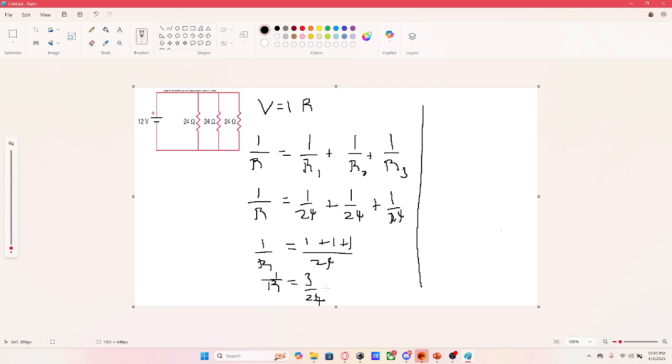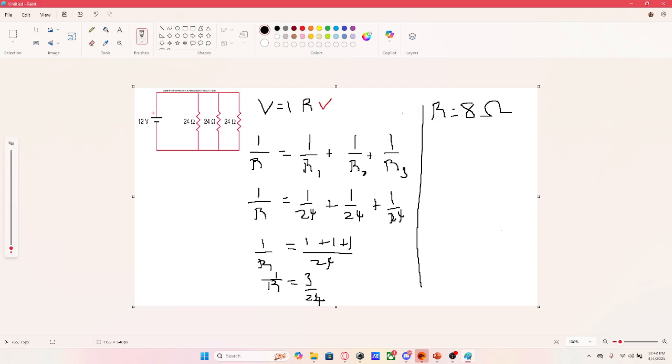So 3 over 24. Let me think a bit. So it's 24 divided by 3. R equal to 8. So now we know that R equal to 8 ohms. All right. So we will go back to the first equation.